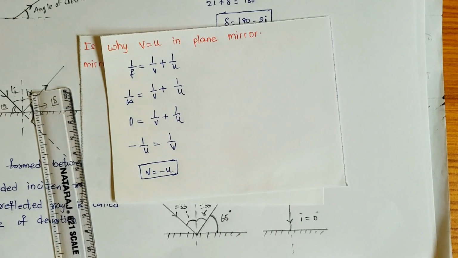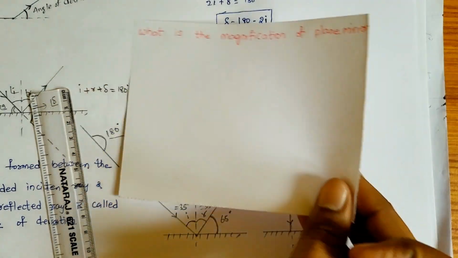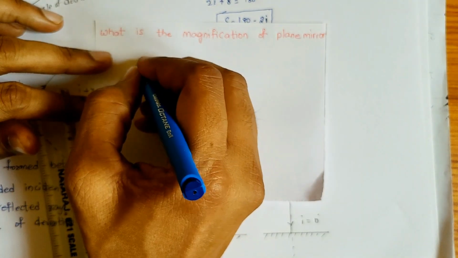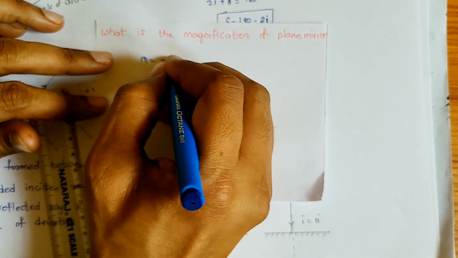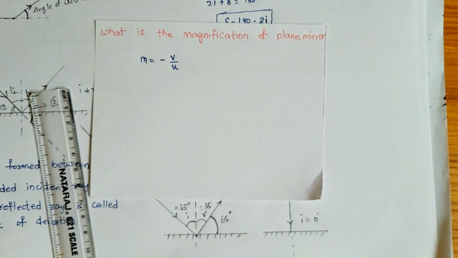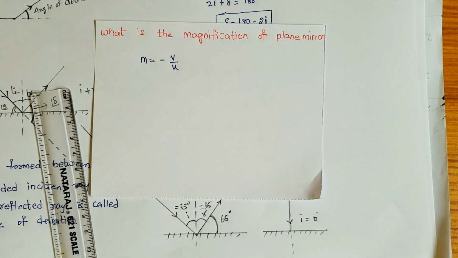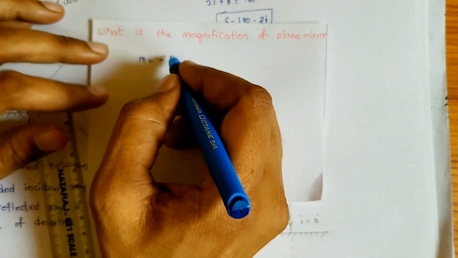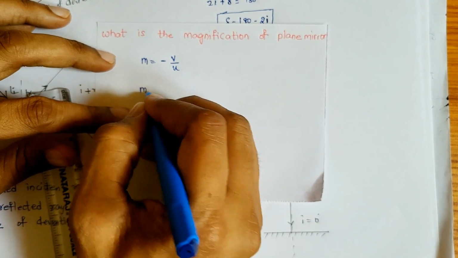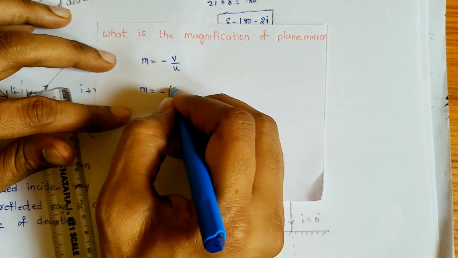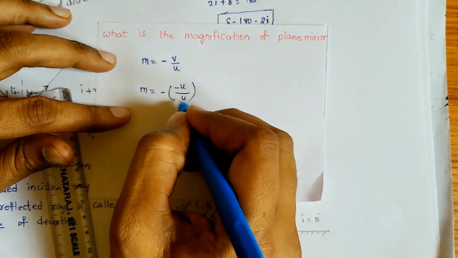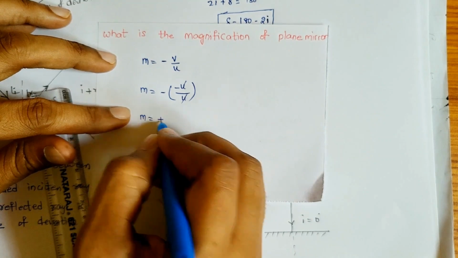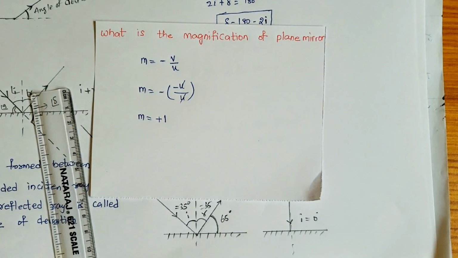Next, what is the magnification produced by a plane mirror? What is the magnification formula? The magnification formula is m is equal to minus v by u in mirrors, correct? So we just now got v is equal to minus u, correct? So instead of v, I'll write minus u. So m is equal to minus of minus u divided by u. u cancels, minus into minus is plus. So magnification m is equal to plus 1.